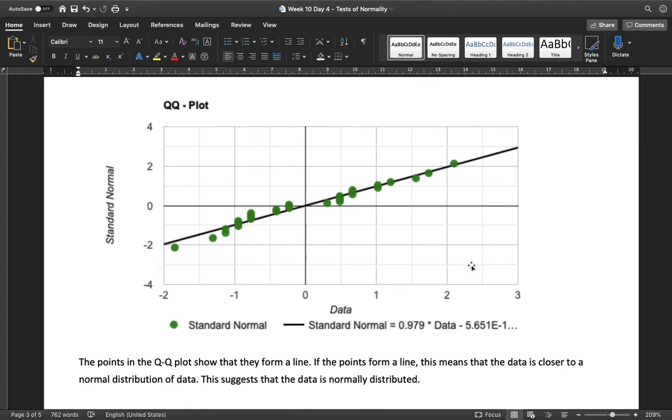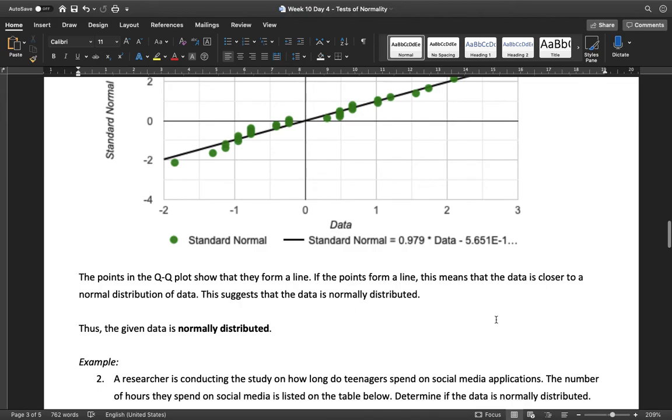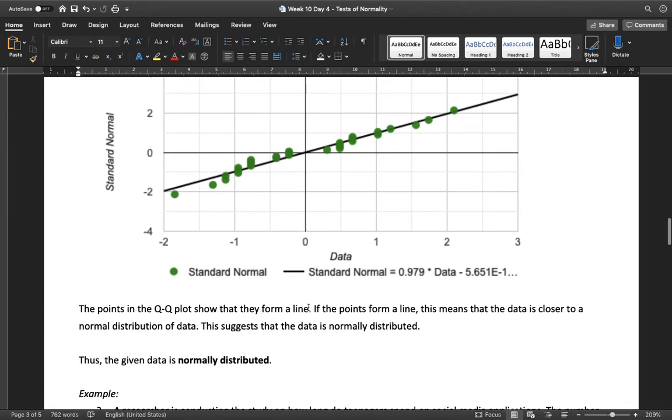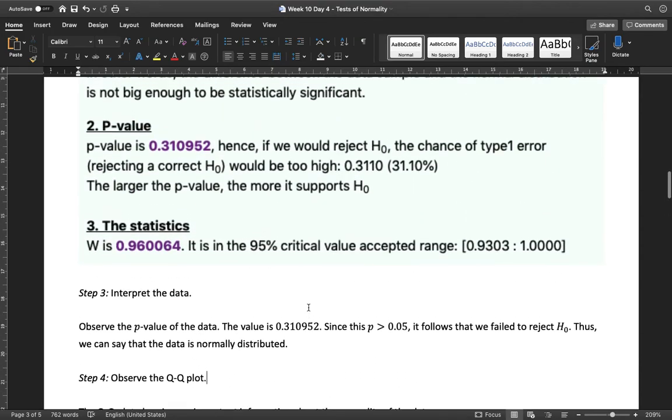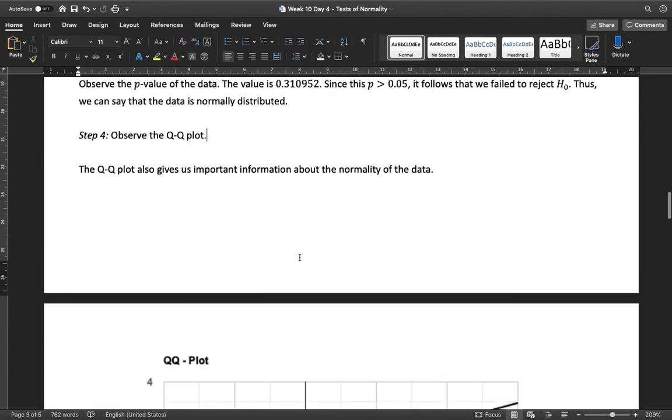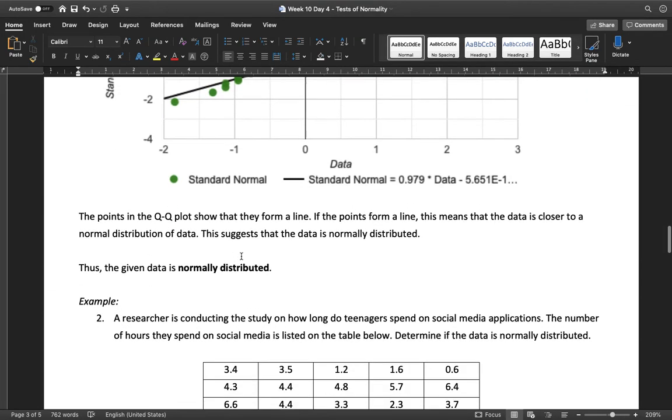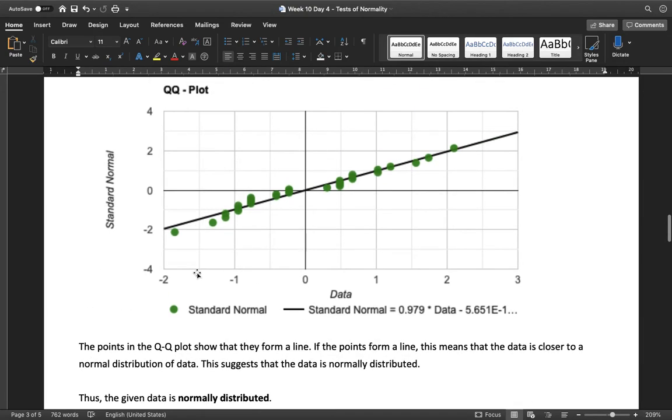So, i-check lang natin kung nag-form sila ng straight line. Since nagmumukha naman siya yung nag-form ng straight line, it suggests that it's close to a normal distribution. So this suggests that the data is normally distributed. So, ibig sabihin, based from the Shapiro-Wilk test of normality and the QQ plot, we can say that the given data is normally distributed. Kapag ganun, pwede tayong gawin parametric test.